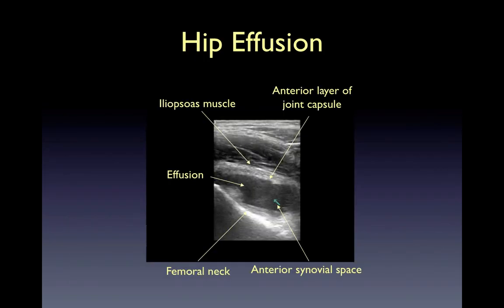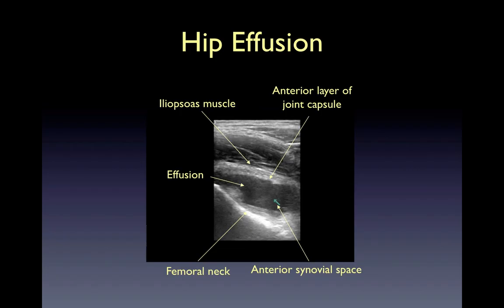This image shows an abnormal hip in a 7-year-old child. Let's review the labeled structures, starting with the word effusion at the left-hand side of the image and proceeding clockwise. A very obvious hypoechoic effusion is present.